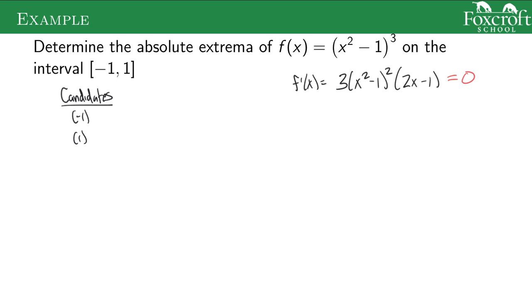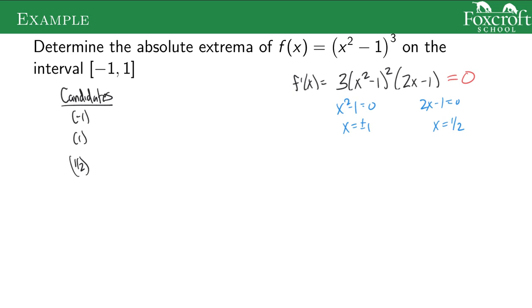So I just need to figure out when this is 0. And that's going to happen when the factors are 0. So I get plus or minus 1 again. All right, I don't need to add those to the candidates list because those are already in the candidates list. And I also get 1/2. So I have 3 separate candidates that I can plug into my original function.